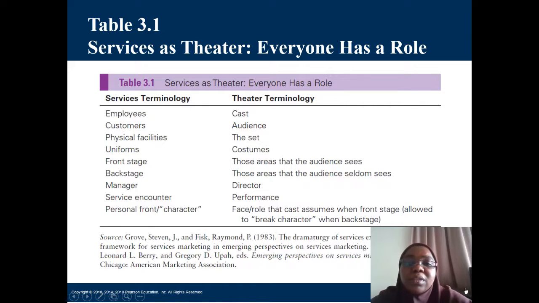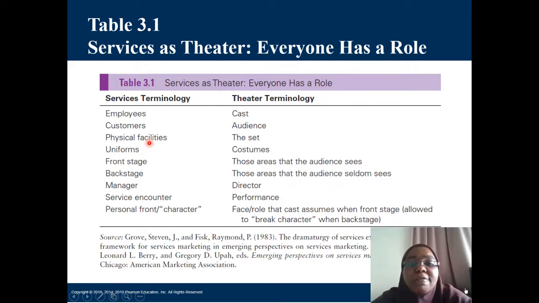So this is a presentation of services as a theater where everyone has a role to play. We're going to adopt the terminologies used in the theater. Like you can see here, in the service terminology we have employees, and in the theater they are called the cast. Their responsibility is to render the service. Customers, in theater terminology, are the audience.